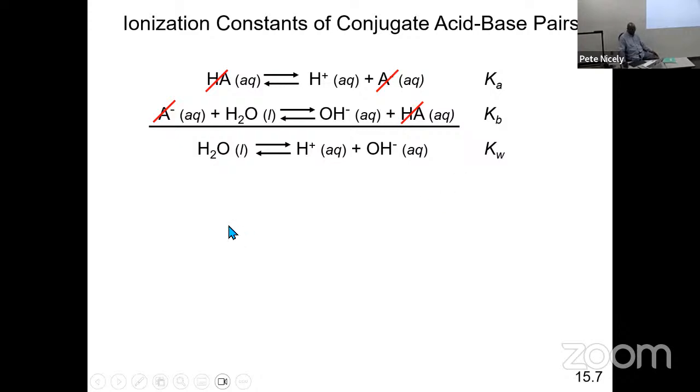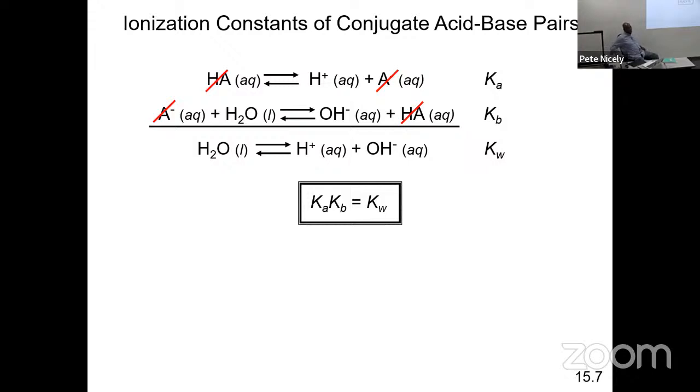So basically, the conclusion we can come to is that for any weak acid, the product of Ka for that acid times Kb for the conjugate base of that acid is always going to be equal to Kw, right? That is true for any weak acid. Ka times Kb is equal to Kw. All right, any questions about this?